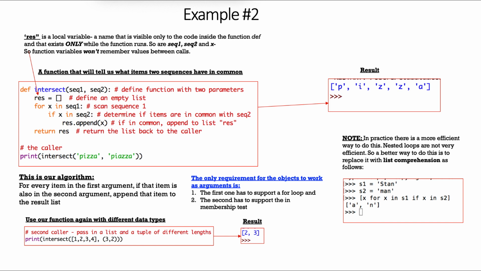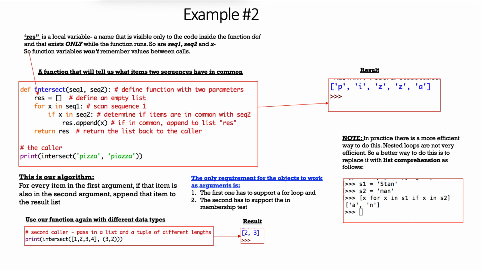So the next thing that has to happen is we have to have some way of calling this function. We do this via this print statement right here. So print intersect, the name of our function, and now we have to pass it 2 arguments to correspond to the 2 parameters that were set in the header of our function definition. We decide to define 2 strings, pizza and piazza.